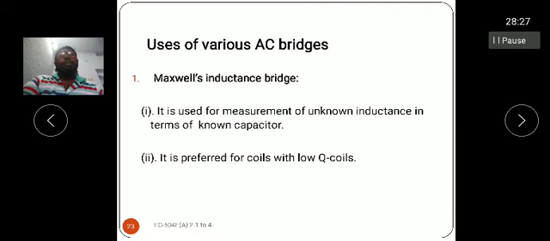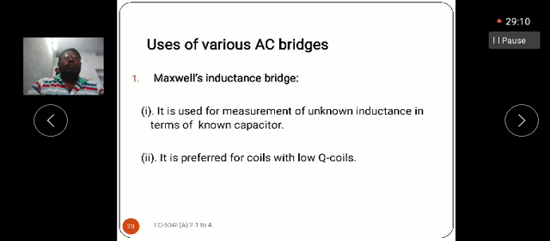Then we have to write all the bridge circuits or the bridge uses. First bridge Maxwell's inductance bridge, Anderson bridge. We have to write individually the advantages of each and every bridge. Based on the questions asked in the examination, you have to write the answers. They may ask for the various bridges in the AC bridges or individual bridges. Here first one is the Maxwell's inductance bridge. The name itself, inductance bridge, means we are measuring the unknown inductance with the help of the known capacitance. That is, it is used for measurement of unknown inductance in terms of the known capacitance.